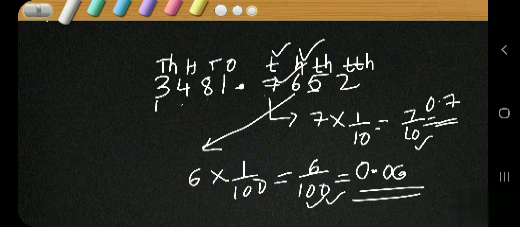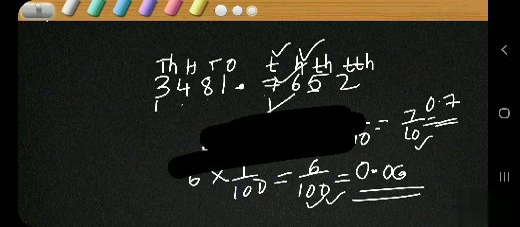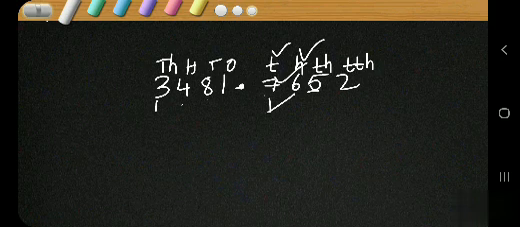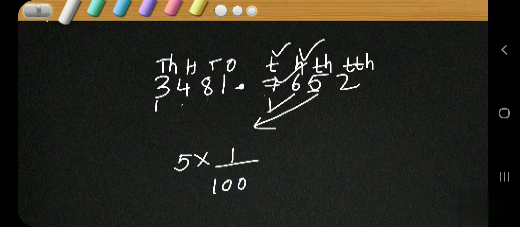Now let's discuss the place value of 5. 5 is in which place? Yes, 5 is in thousands place. So its place value is 5 into 1 by 1000, isn't it? 5 into 1 by 1000 means 5 by 1000. So in the answer, how many decimal places will be there?